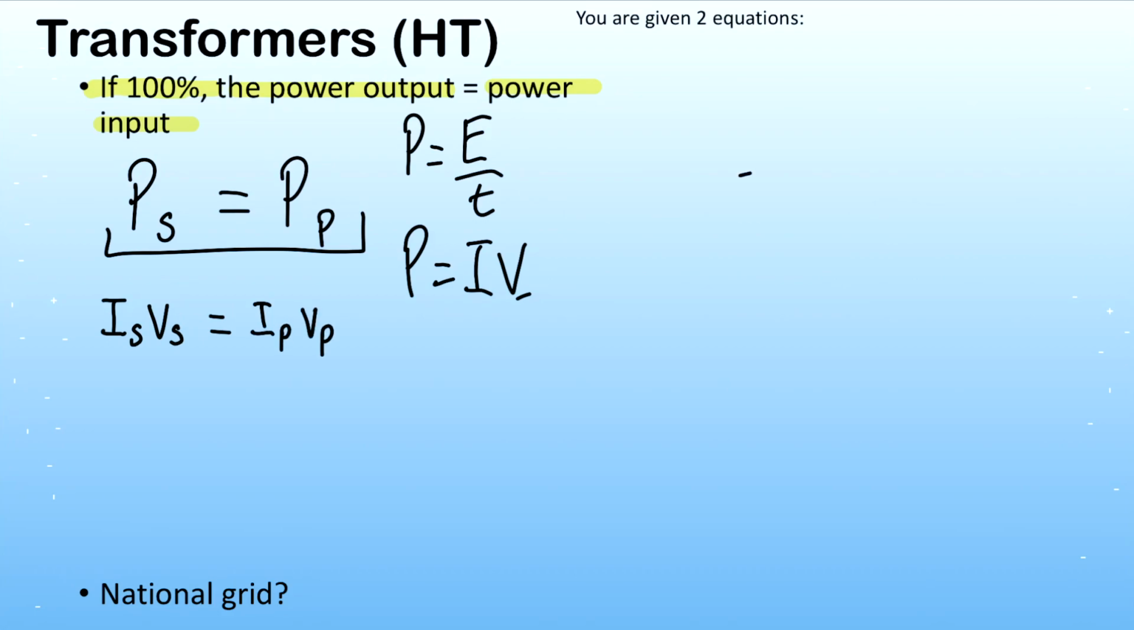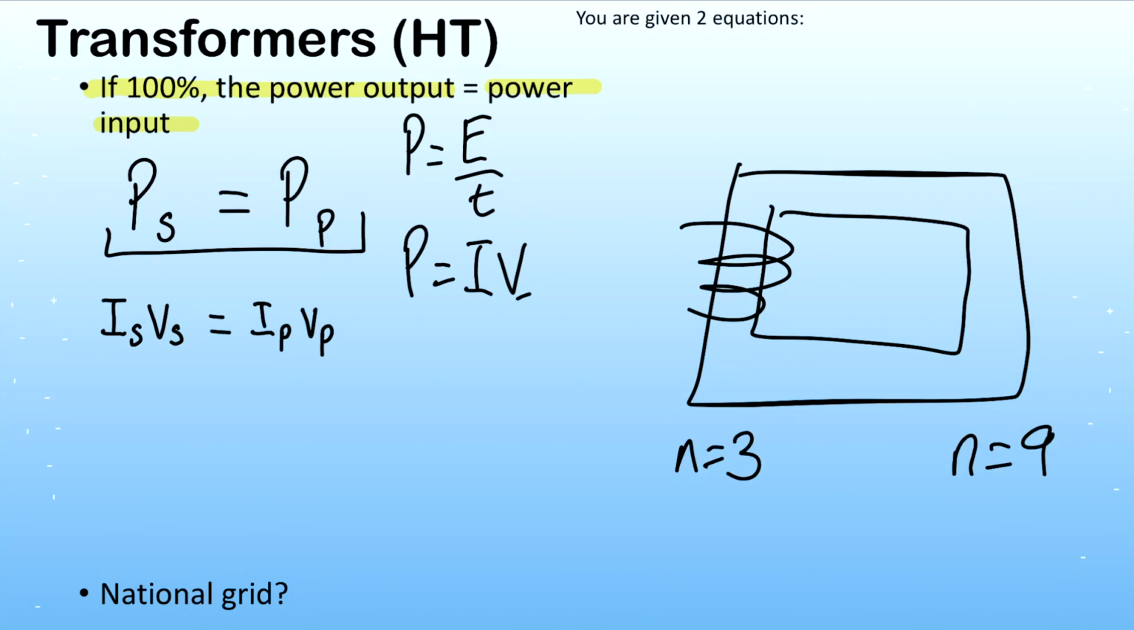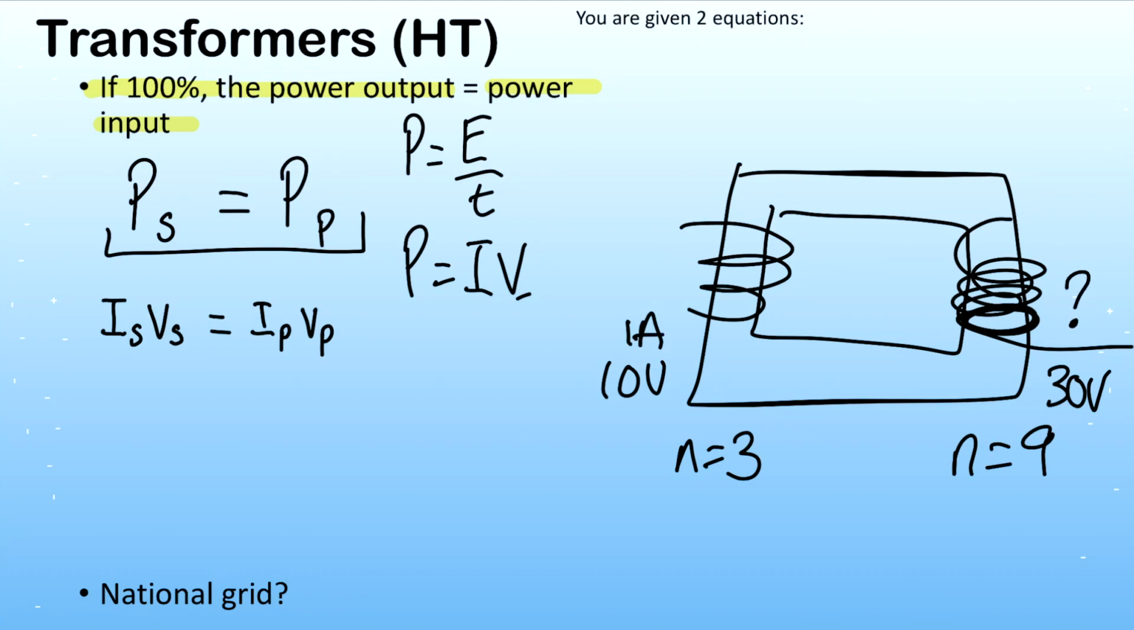So if we have in a setup on our transformer a number of coils that maybe is n equals 3, and on the other side we have n equals 9, so we have 9 of the coils, 1, 2, 3, 4, 5, 6, 7, 8, 9, you get the idea. If we have then, let's say 10 volts coming in on the left hand side, we can work out using our first equation that there would be 30 volts being produced on the right hand side. But if we then got given on the left we had 1 amp, we could find out how many amps we had being used on the right hand side.